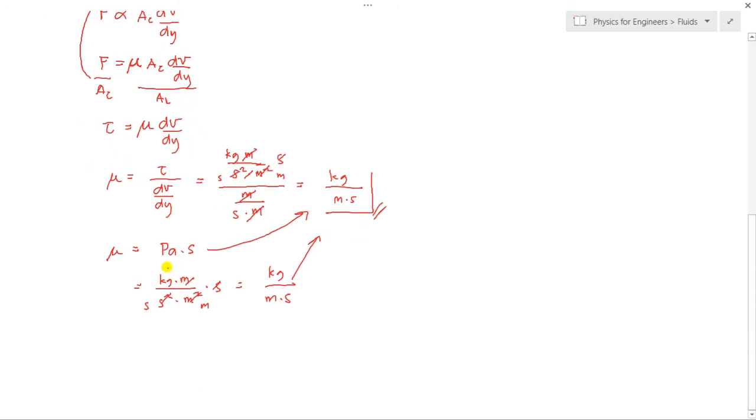Again, other units for dynamic viscosity besides Pascal second, or sa English pa, this one is poise. And then ang relationship between Pascal second ug poise, that is one poise is equal to 0.1 Pascal second.